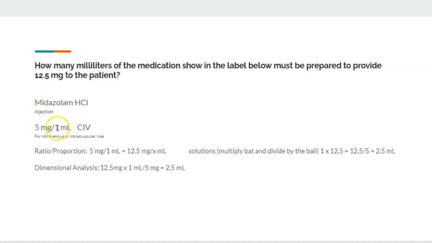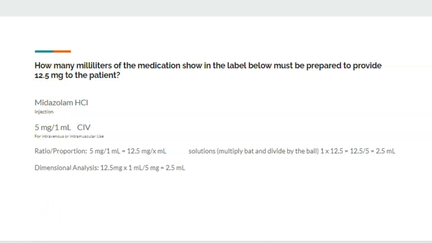So looking at that right now, I'm going to ask you, are we going to need to have more than 1 milliliter or less than 1 milliliter for this patient drawing up into a syringe? Yes, we're going to have more, because if there's only 5 milligrams per 1 milliliter, we need 12.5 milligrams. We're going to more than double that, right? 2 milliliters would be 10 milligrams. So, we're going to more than double that.